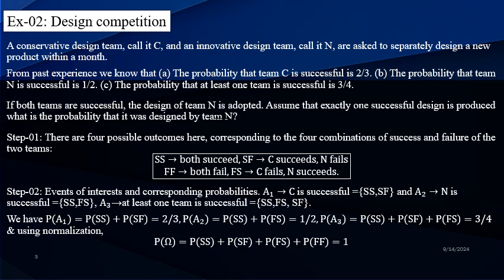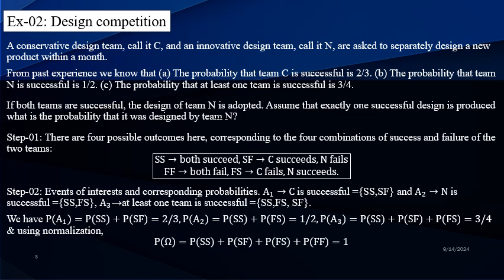And the third equation says that at least one team is successful. What is the probability that at least one team is successful? 3 by 4. At least one team is successful, what does it mean? When the outcome is SS, SF, or FS. So the probability of A3 is 3 by 4. In this way, we have formulated it.